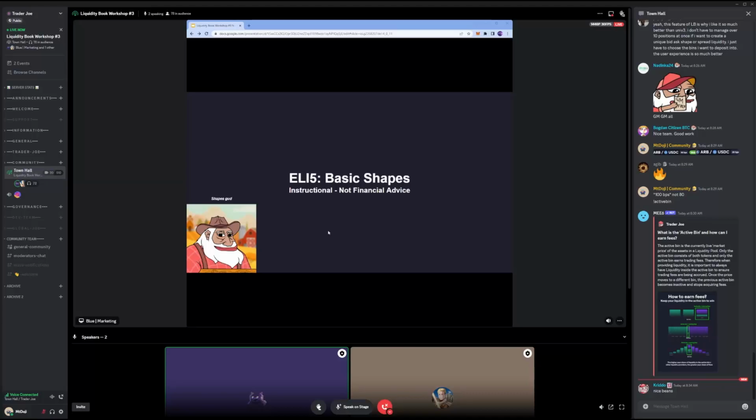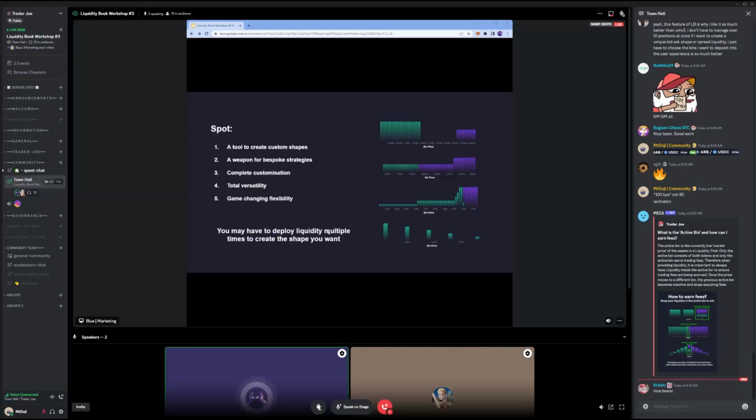Yeah, right. Moving on. Basic shapes. So another popular question: what shape should I deploy? Or what is Curve? How do I customize my range, etc. We've had it all, and this is always a popular question since Liquidity Book has launched. What are the shapes? Why should I deploy X or Y? So, a high level, top down overview of these basic shapes that we have on the UI.